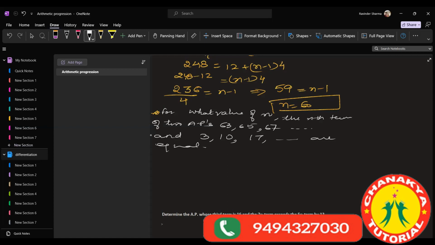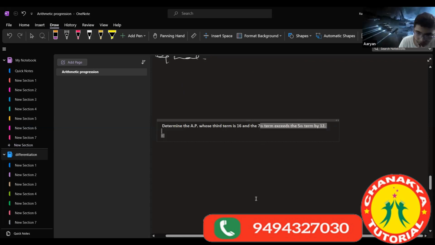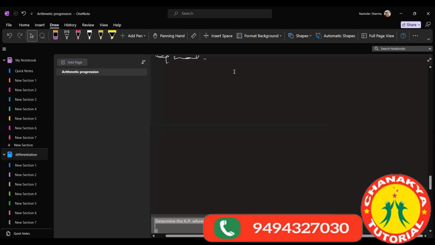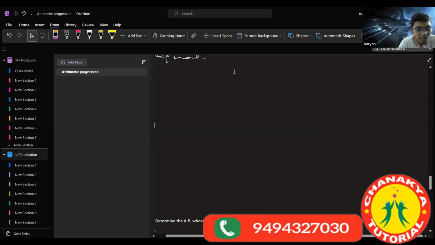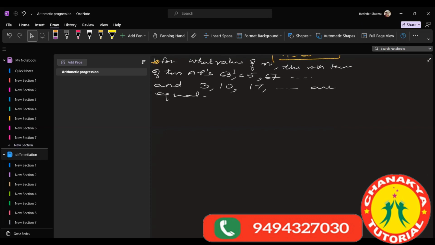So any idea, beta, what we will do here? Moksha, Aryan, Meher, Dhairya, any idea? Ma'am, first we can assign the first term and difference. Yes. See here, beta, you have to find the value of n for which the nth terms of two APs are equal. So from each AP, you will find the nth term and then put them equal, right?